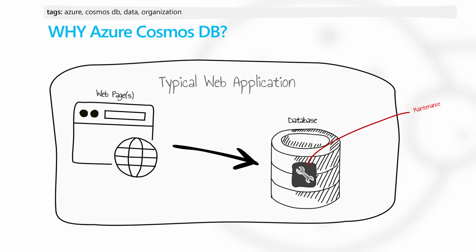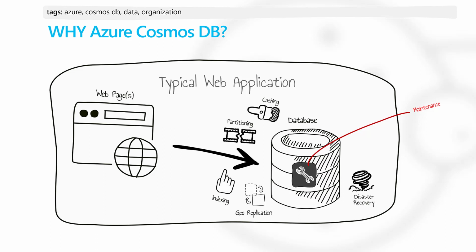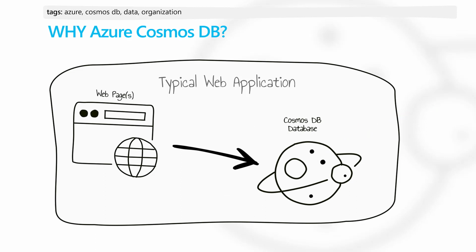Also, developers create additional technical capabilities for caching data, partitioning tables, indexing the records, geo-replication, disaster recovery, analytics, encryption, and security. Azure Cosmos DB is like any other database, but all the capabilities I mentioned are already included in the database and do not need to be recreated.